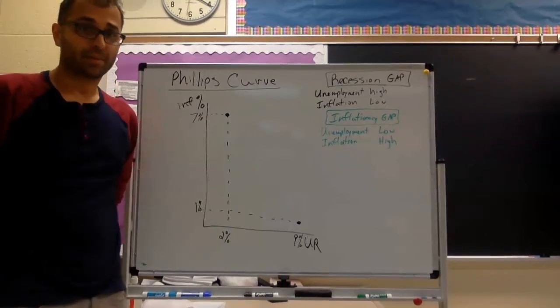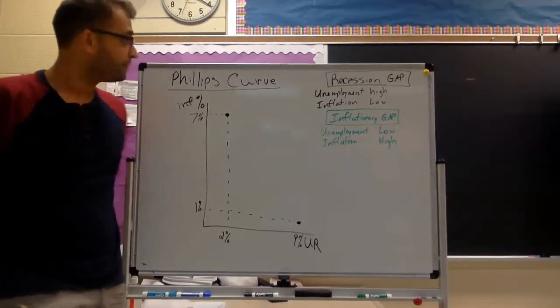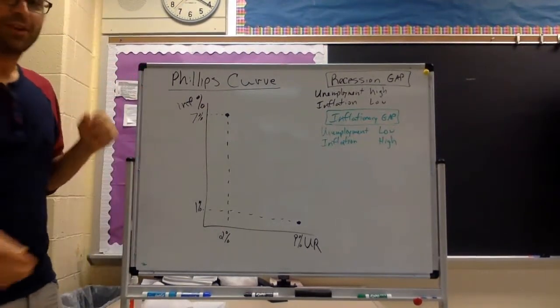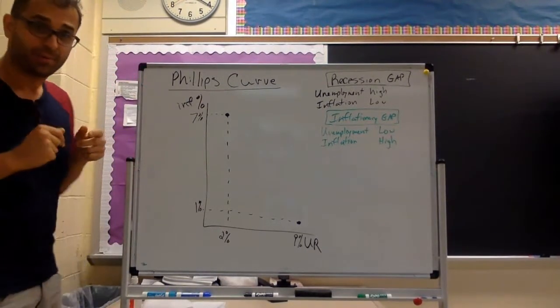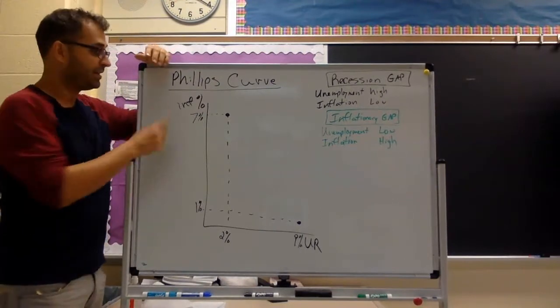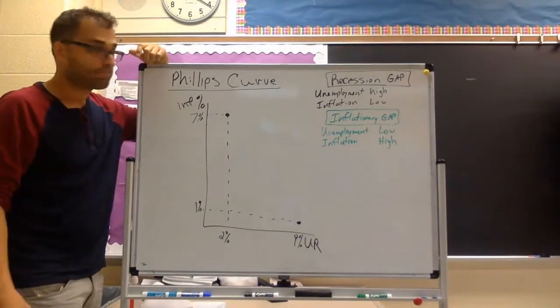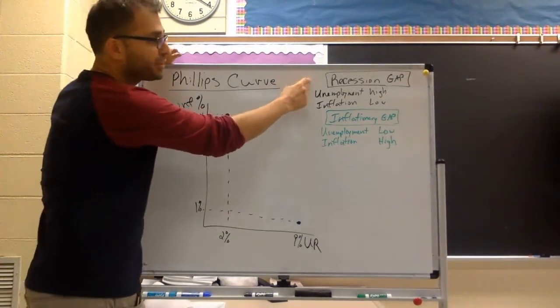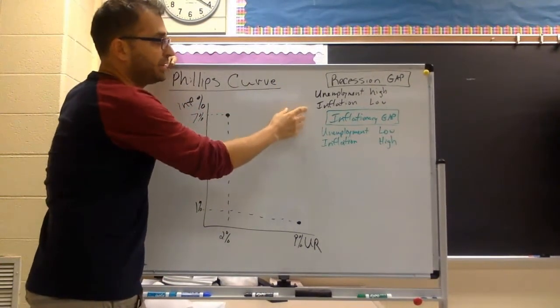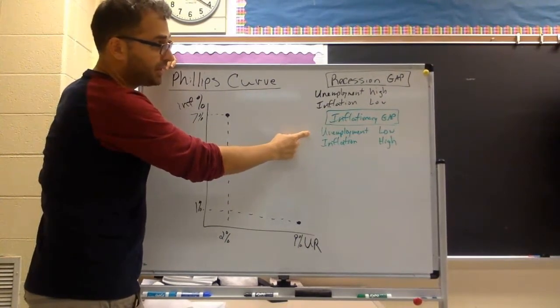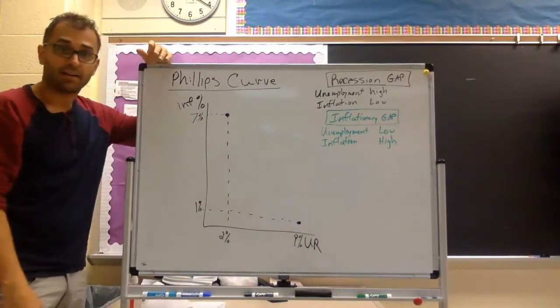Okay, next topic in Unit 3 is called the Phillips curve. A guy named Phillips did some studies in the 70s, and he saw that there was a relationship, on an X and Y axis, between the rate of inflation and the unemployment rate. What he noticed was during a recession, unemployment was up and inflation was down. And during inflation, it was the opposite. Unemployment was low and inflation was high.